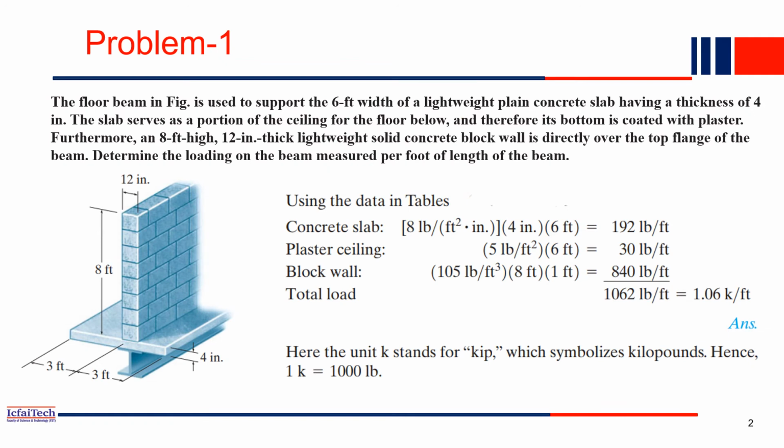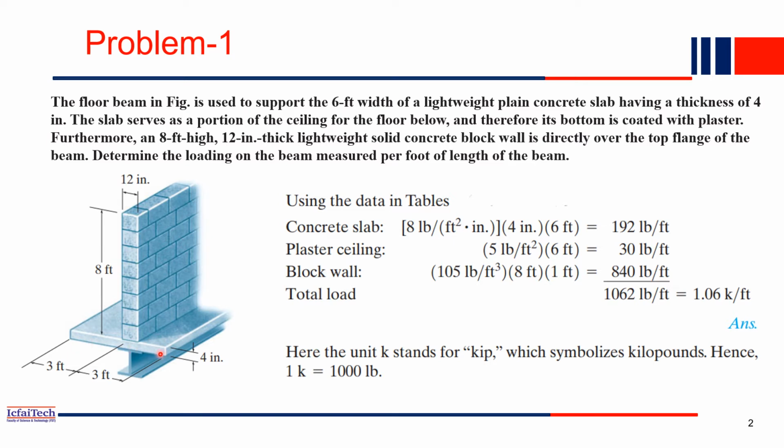Our first problem will discuss how to do the load calculation. The problem statement is: the floor beam in the figure shown below is to support a 6 feet width of a lightweight plain concrete slab having a thickness of 4 inches. So you can imagine this is the slab I am talking about. It is 6 feet total. This entire slab is resting on this beam. This I section beam is there at the bottom, and the masonry structure is resting on this slab. So this is the entire structural system in this problem.